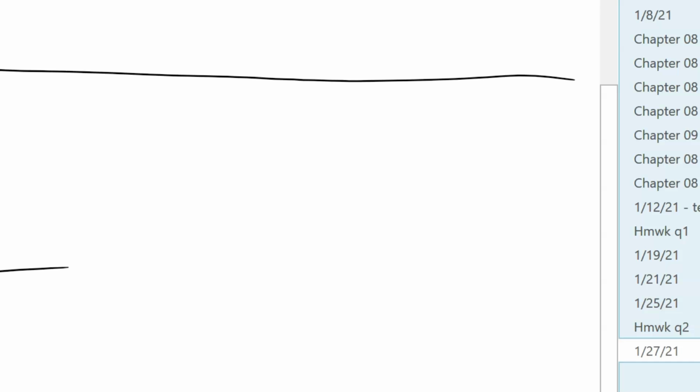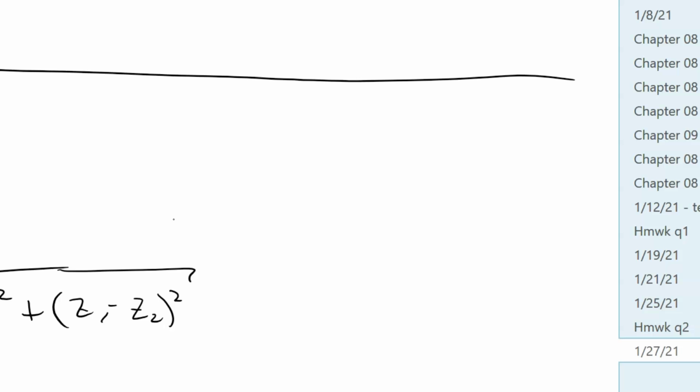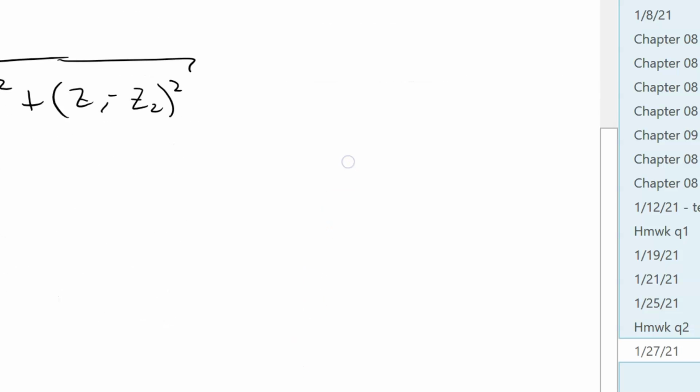Well, we just have a third component in the distance formula. No big deal. Everybody's okay with that? That should feel like a natural extension. That's probably what we would hope for, right? It's just the same formula, just slightly modified.